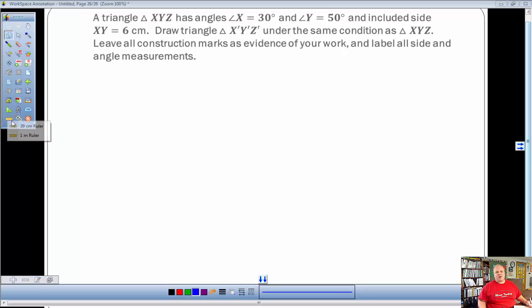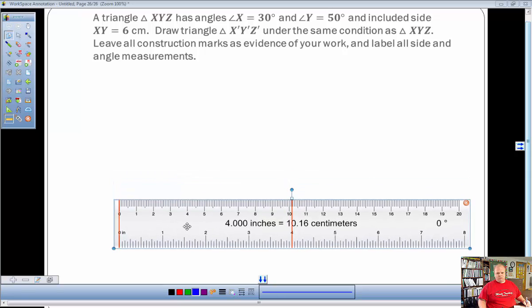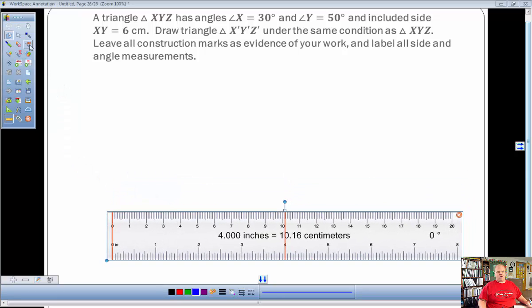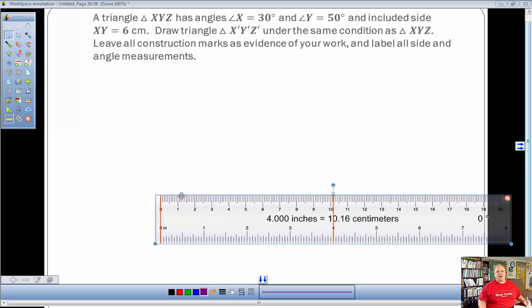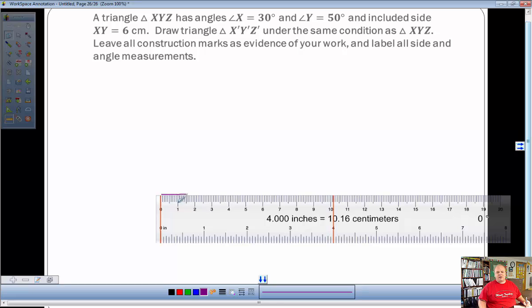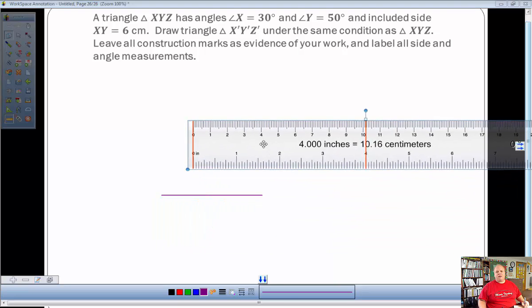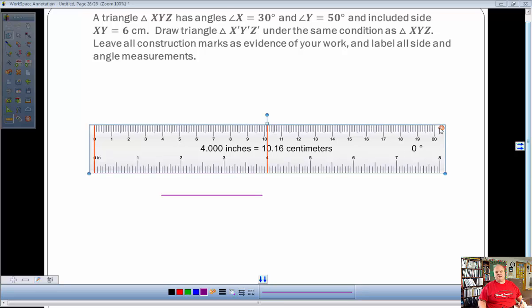So I'm going to get my ruler out. And as always, we'll make this triangle purple just because I want to do something different. Okay. I'm going to draw my triangle, the side as 6 centimeters. So I'm going to go over here to 6 centimeters. Alright. Now I can put my ruler away.